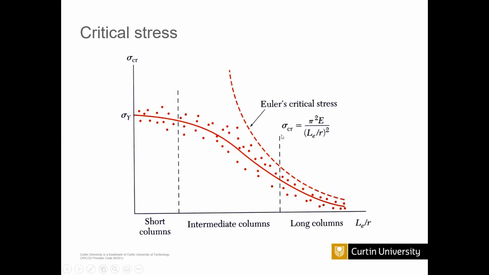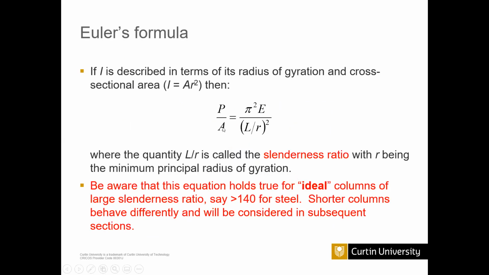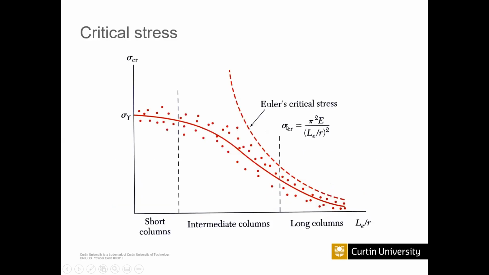Here P divided by A means stress, so that's why here it is sigma critical. Here we call this L_e. Later on we will introduce other terms here. So this is the Euler formula function, and the Euler formula explains this. If you plot the Euler formula curve here, assume this is the x-axis and this is the y-axis, the curve will be like this.